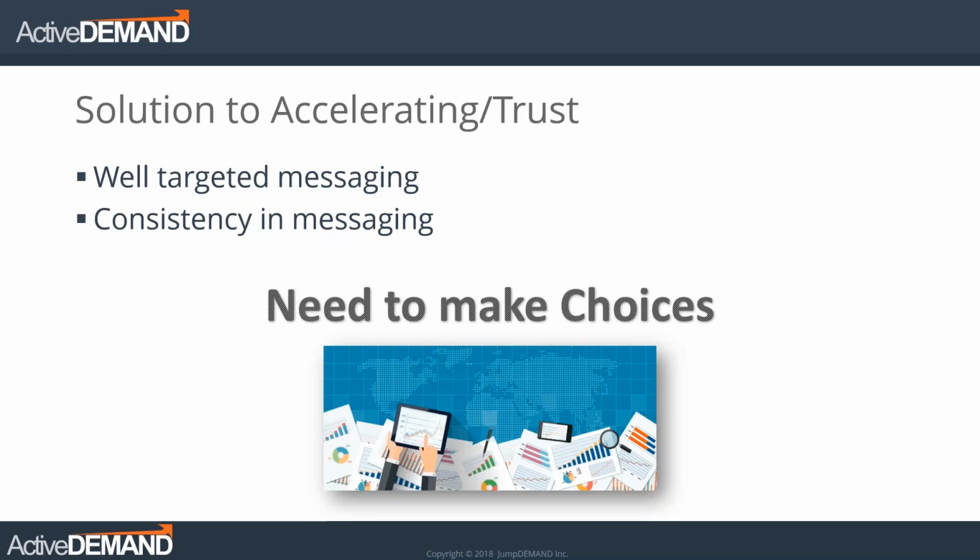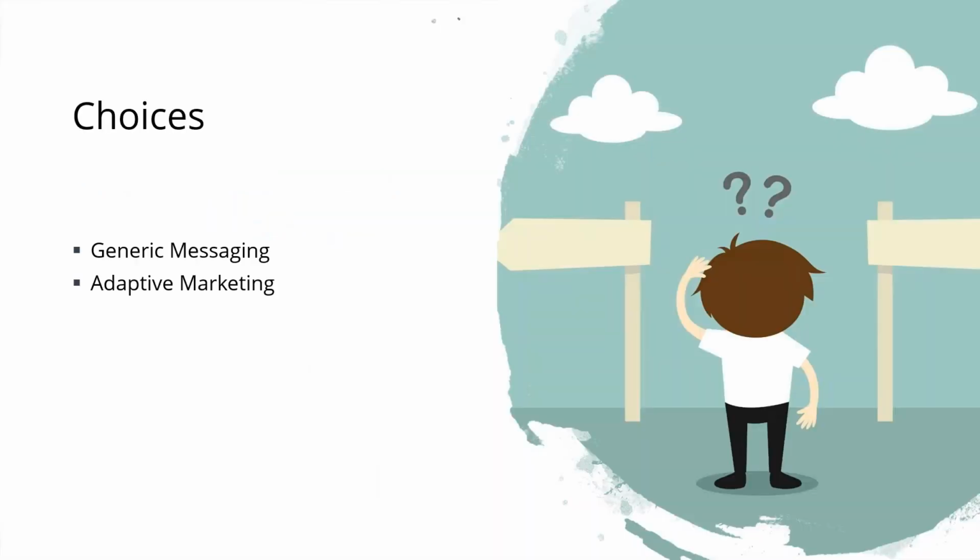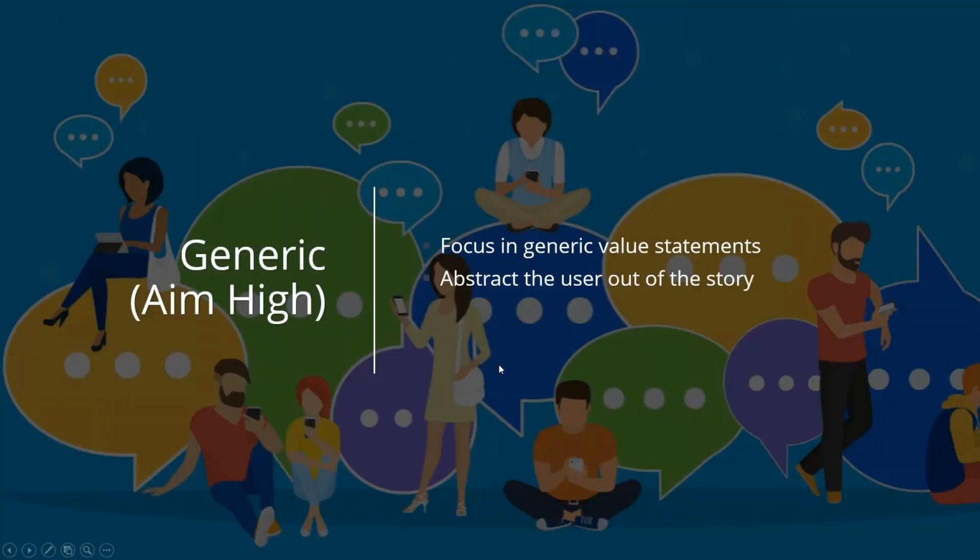And so as marketers, we're of course going to need to make choices. There are many choices we can make, but if we're doing multi-channel marketing, one choice would be to go with generic messaging. And the second, which I'm going to be talking a lot about in this presentation, is the concept of adaptive marketing for multi-channel messaging.